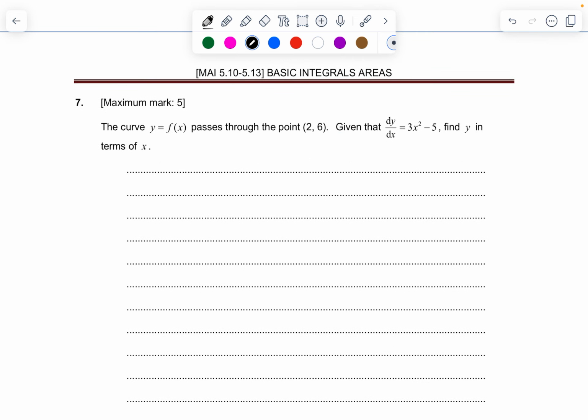Question number 7. The curve f of x is passing through the point 2, 6. Given that dy by dx, find y. So y equals again the integral of dy by dx. So the integral of 3x square minus 5 dx. So it becomes 3x cubed by 3 minus 5x plus c.